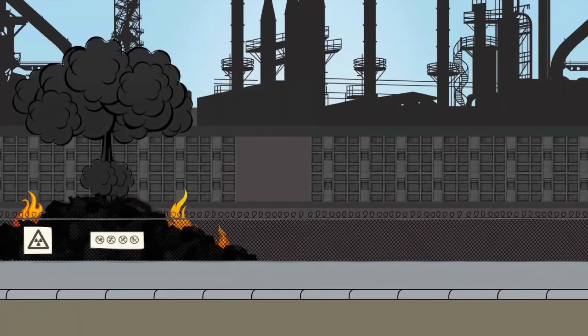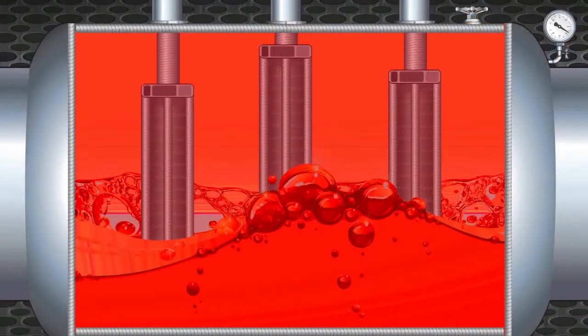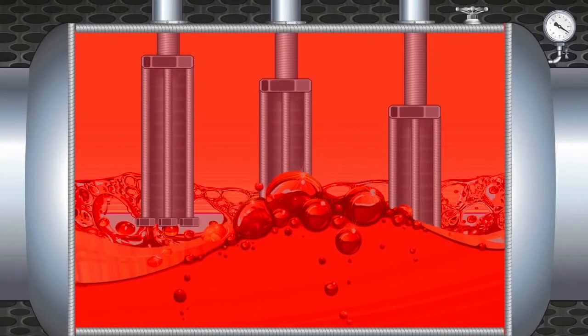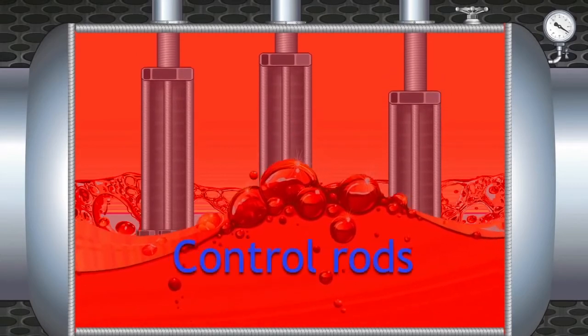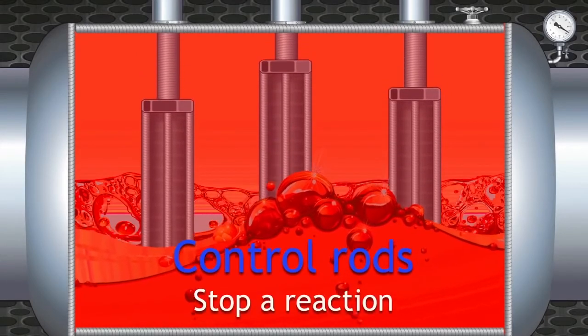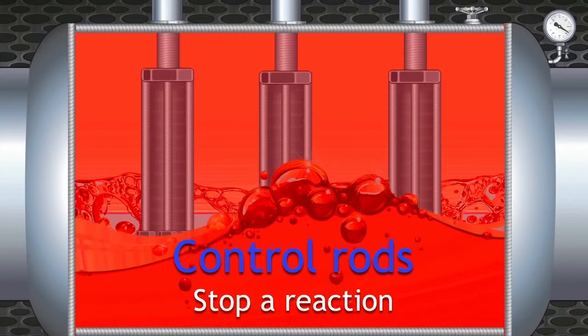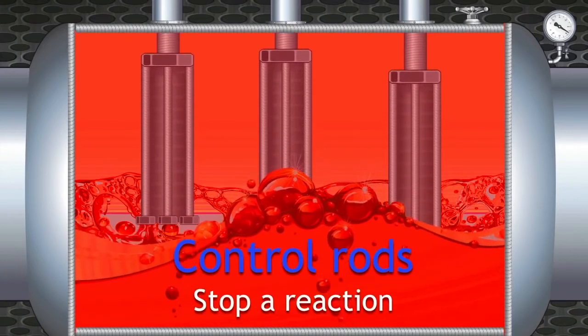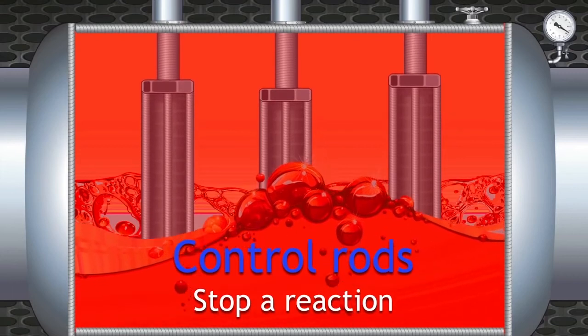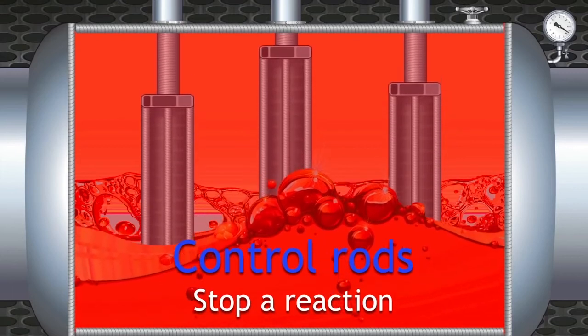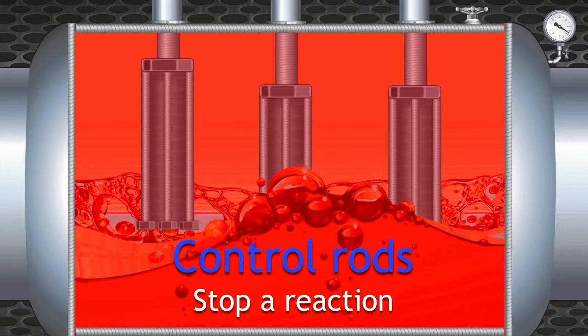To control the rate of reaction, we need a substance which can absorb the neutrons, stopping them from splitting up other atoms. In a nuclear reactor, this is done by control rods. When lowered, these control rods stop the reaction if necessary. They are built and positioned in a way that ensures they drop into the fuel in the case of an emergency such as a power cut.